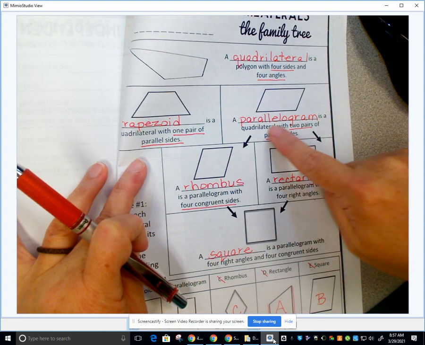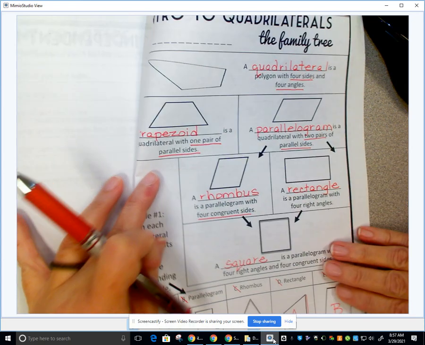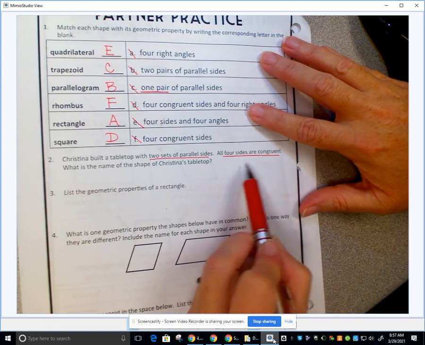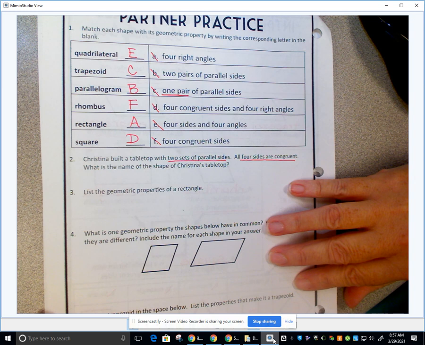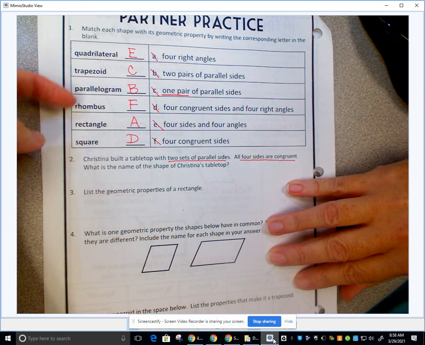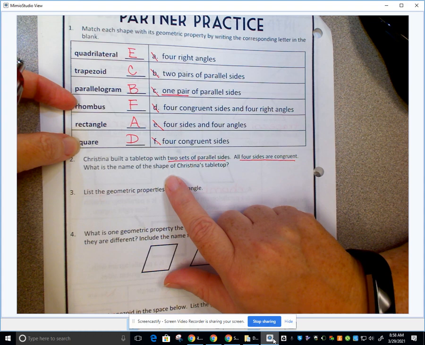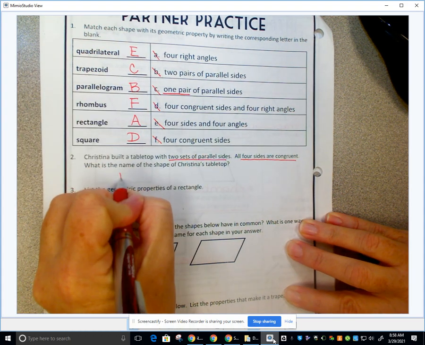All of these have two sets of parallel sides. So we can't let that be the only clue we use. Then it says all four sides are congruent. Now, we know there are only two on here that have four congruent sides. That's the rhombus and the square. I can't call her tabletop a square because it didn't tell me it had right angles. So I'm going to have to go with rhombus.